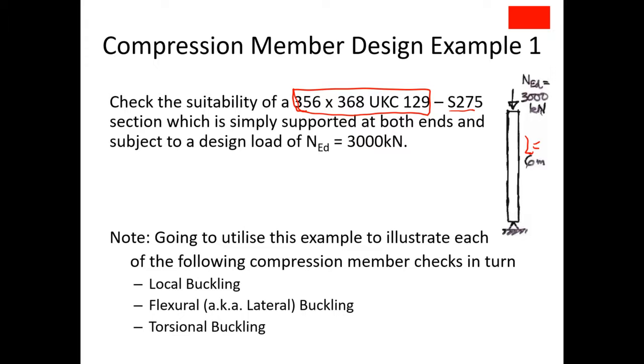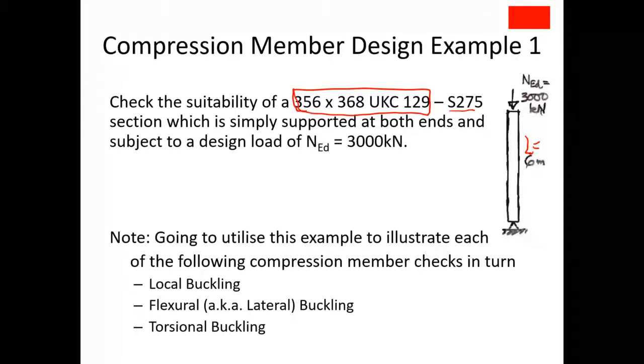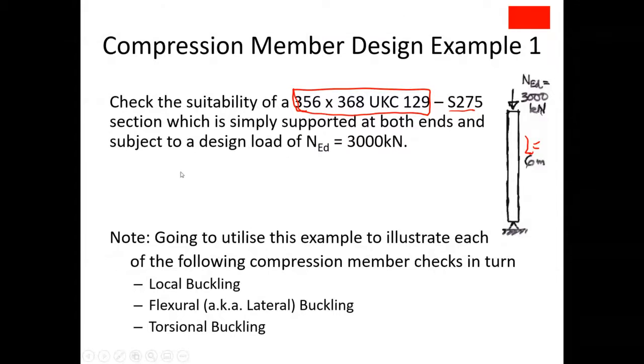Cross-section definition, sorry, it's 356 by 368 UKC 192. So it's 192 kilograms per meter. So we're going to use it for today. We're going to do the first two checks, which are the local buckling check and the flexural buckling check. The first thing we need to do is understand the cross-sectional properties in terms of cross-sectional strength.